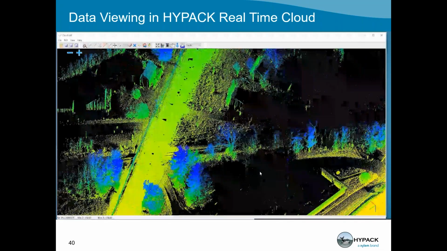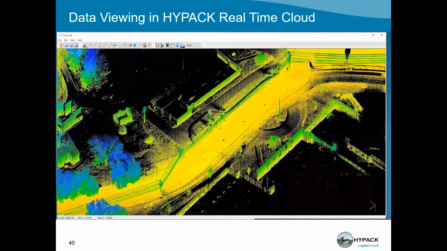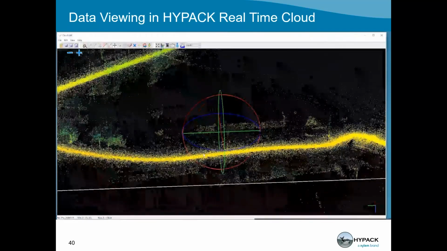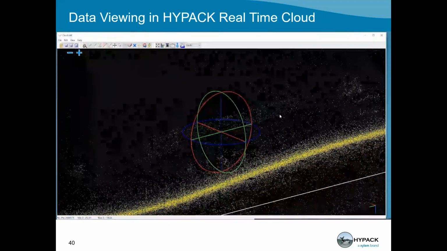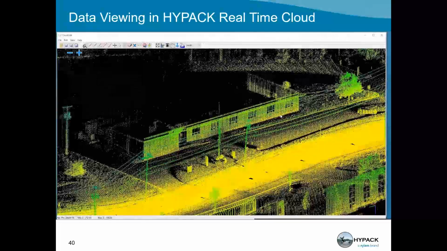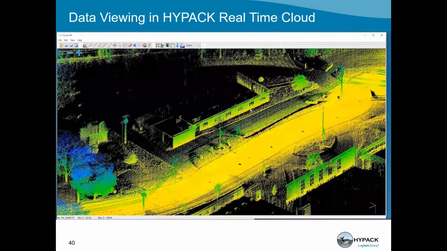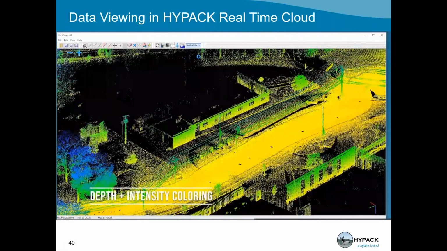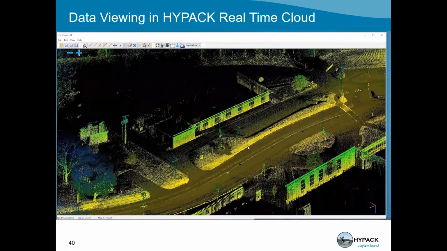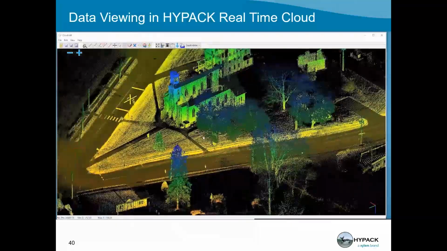Zooming in here on the side of this building, you can see that we can accurately place the elevations of the building. Now we're displaying the point cloud with depths and intensity values. Intensity is another type of data that is written into, or recorded in, your raw data file. It can help you figure out what sort of surfaces you're looking at.